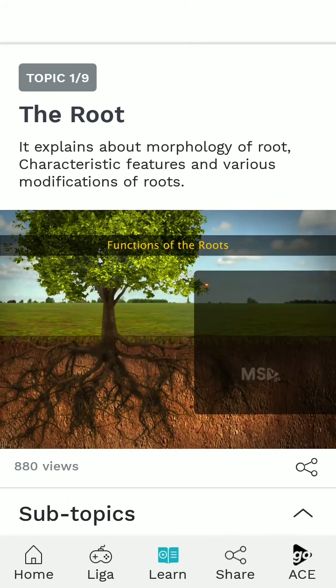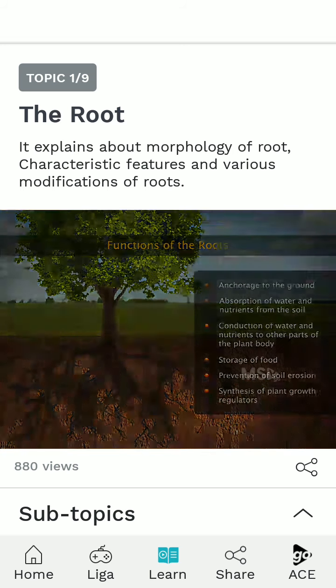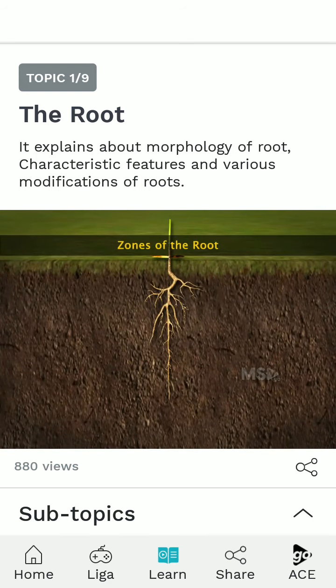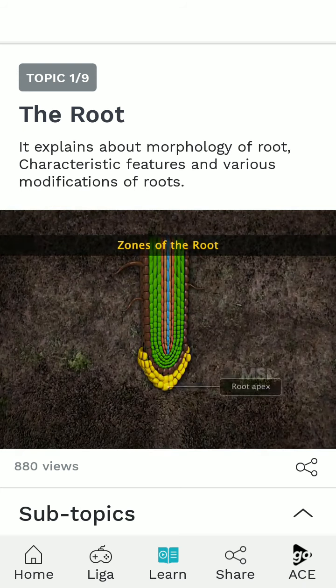The roots anchor the plant to the ground. They absorb water and nutrients from the soil and conduct them to stems, leaves, and other parts of the plant body. Roots store food. They prevent erosion of the soil, and they also synthesize plant growth regulators. The narrow tip of the root that makes its way through the soil is called the root apex.